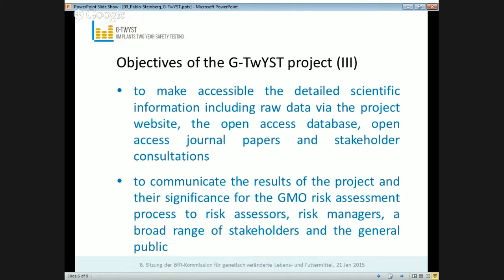What we are going to do is, as has been done in RACE over the years, to make accessible the detailed scientific information, including raw data, via the project website. We will have an open access database, and we will publish open access in the scientific literature. And we had a first stakeholder consultation, and we will have further ones in the near future. And then there is the important issue of communicating the results of the project and their significance for the GMO risk assessment process to the risk assessors, risk managers, a broad range of stakeholders, and the general public.